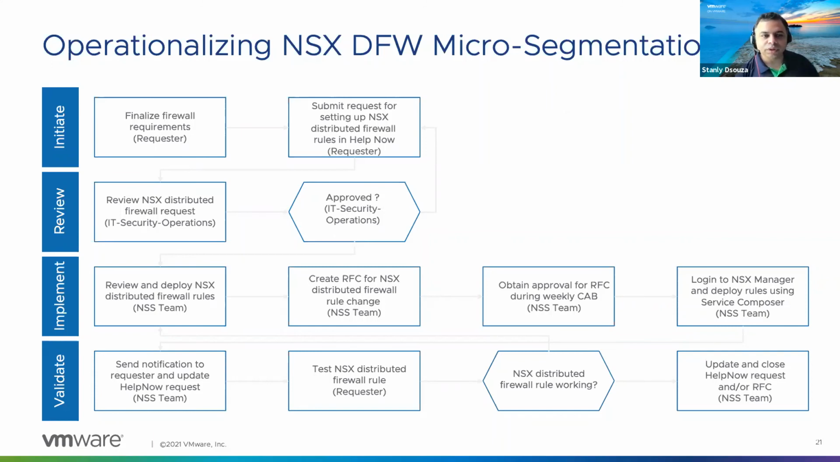Once it is approved, the implementation team, which is the team I'm part of, network and security services, will review the request and understand how to implement it, then create an RFC and implement it. Once it is implemented, we can go ahead and validate the implementation of micro-segmentation.